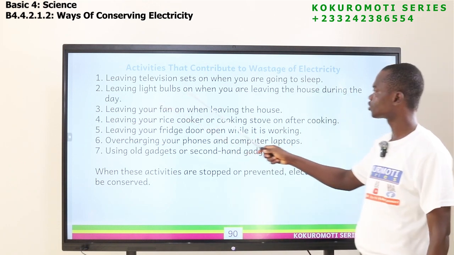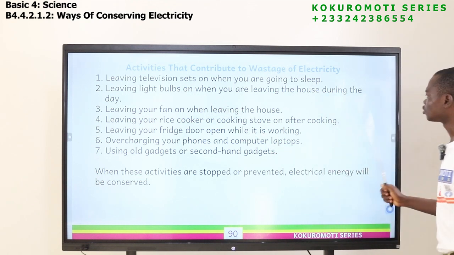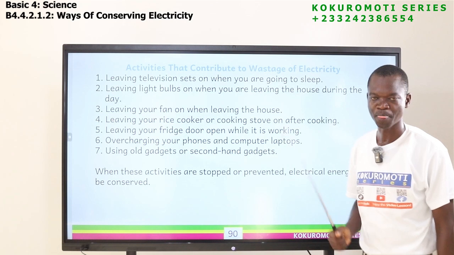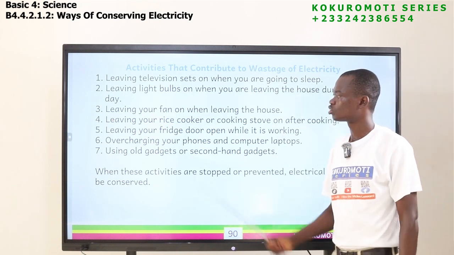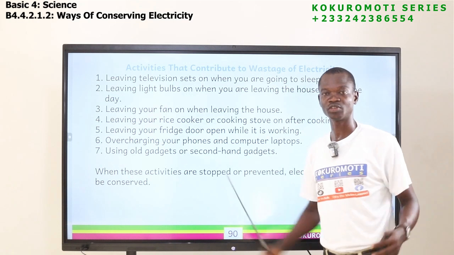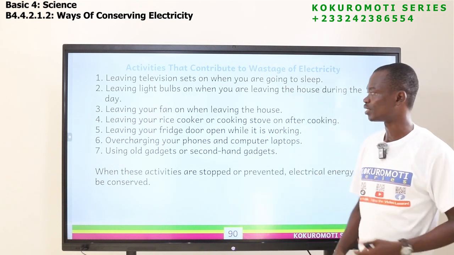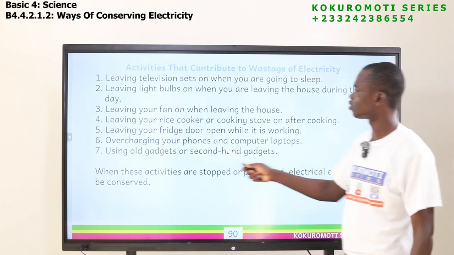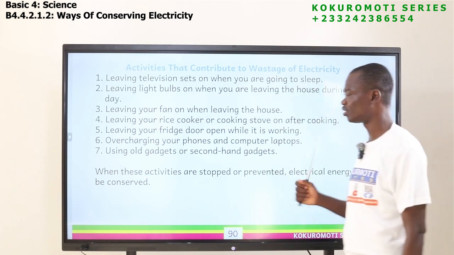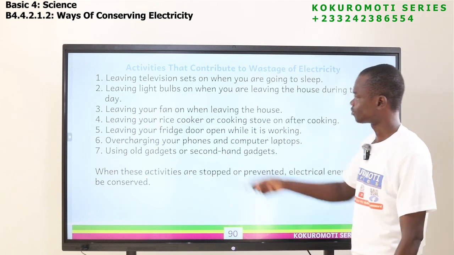Number 2, leaving light bulbs on when you are leaving the house during the day. During the day, you don't need the light from the bulb because of the sun. So during daytime, you need to turn them off. If you leave them on, especially when you are not around, you are wasting electricity. Number 3, leaving your fan on when leaving the house. If your fan is on and you leave the house, you are wasting electricity.